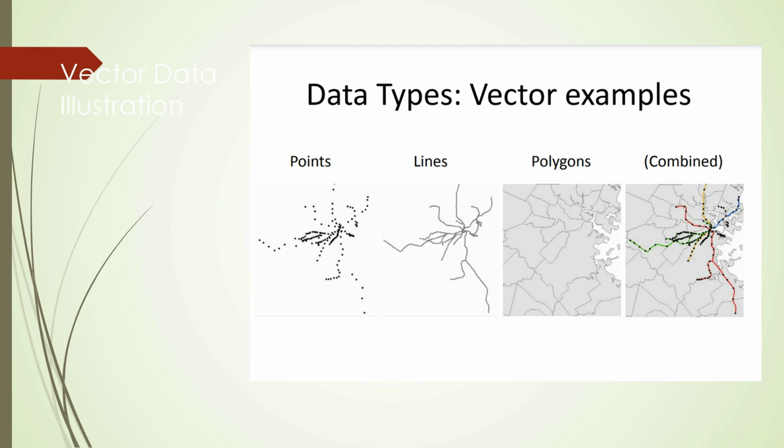These are some examples of data in the vector models, spatial models. We have point data. The same data can be captured as points, as lines, as polygons, or you can capture your spatial data in the form of a combined line, polygon, and point.